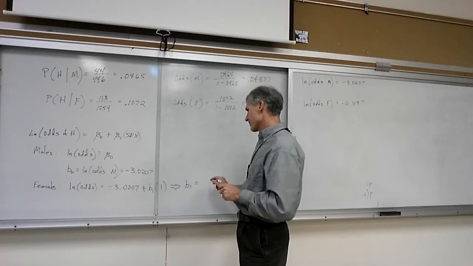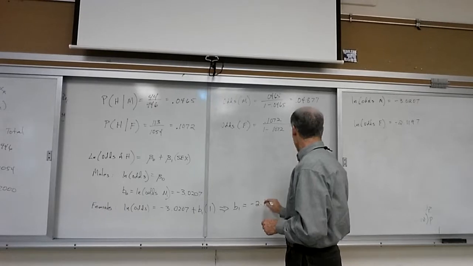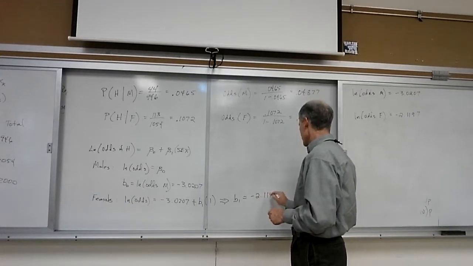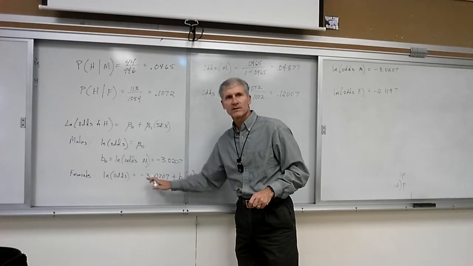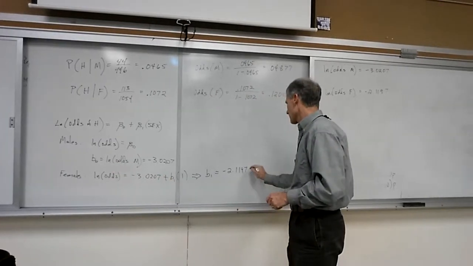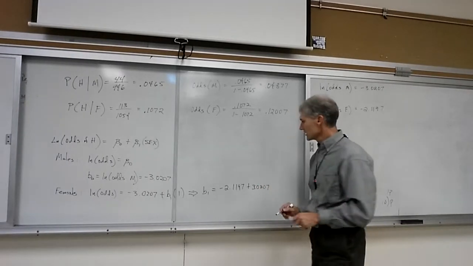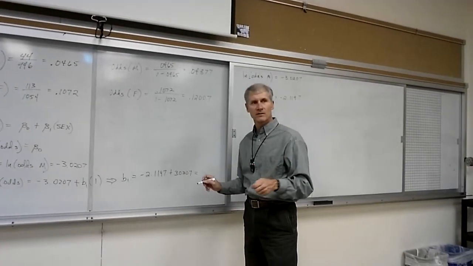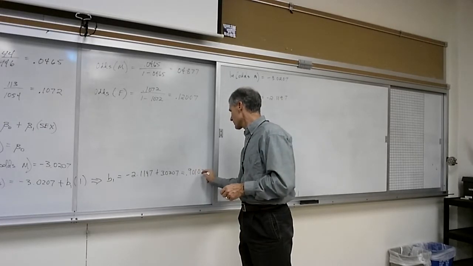All right? Solve this for B1. Okay? It is negative 2.1197. And then I'm going to add this to both sides since it's negative. So plus 3.0207. And what'd you say it gives? 0.90102.